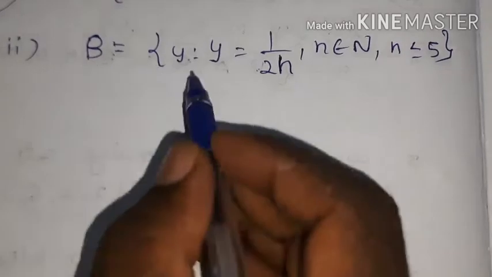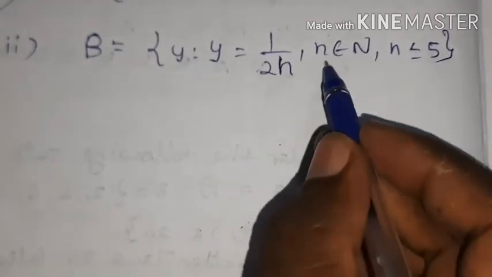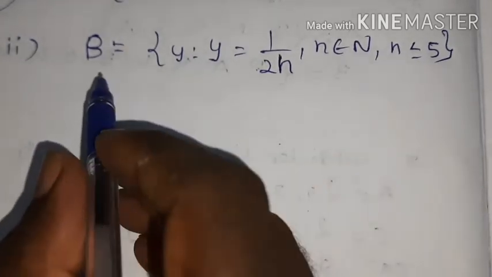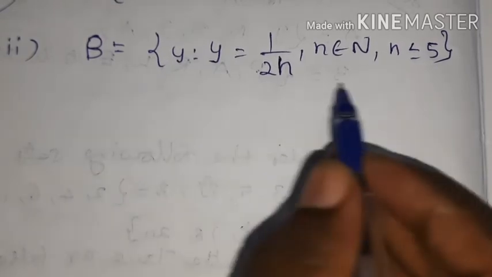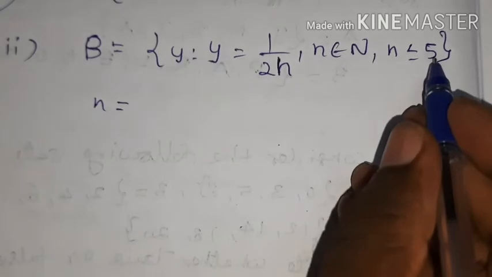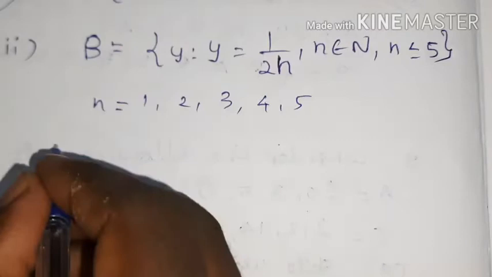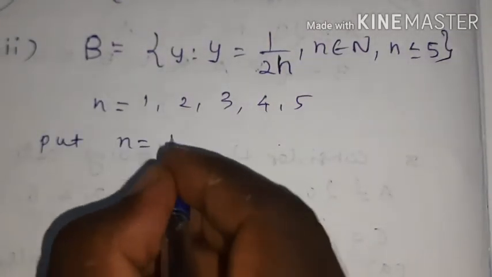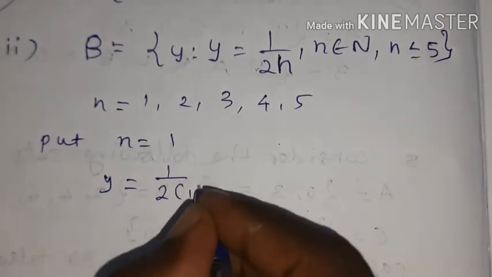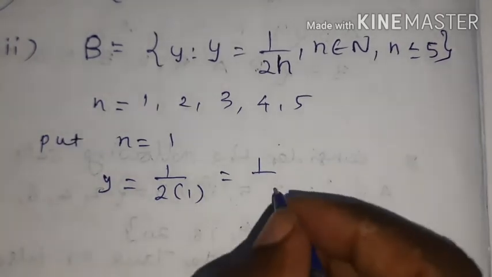Second one, B is equal to y such that y is equal to 1 divided by 2n, n belongs to natural numbers, n less than or equal to 5. This is set builder form given. We want to make roster form. n less than or equal to 5: 1, 2, 3, 4, 5. First put n equal to 1, y is equal to 1 divided by 2 into 1, is equal to 1 divided by 2.